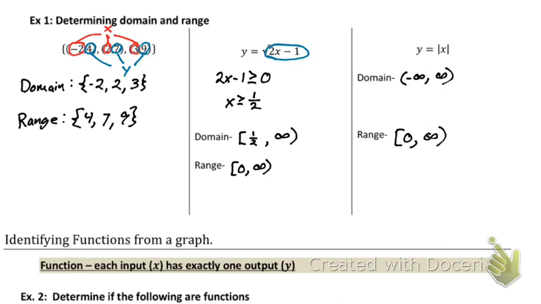What's the biggest question on domain and range, besides the fact that it's on the wrong page?